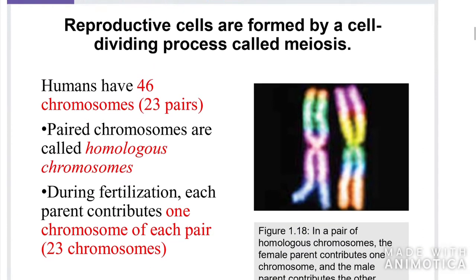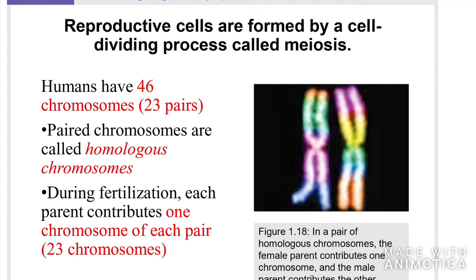Okay, so reproductive cells are formed by a process called meiosis. We have 46 chromosomes, 23 pairs, and like I said, we have duplicates of all of our chromosomes. So we have 23 pairs. Each of these pairs are called homologous chromosomes, and during fertilization, each parent contributes 1 chromosome of each pair. So each parent contributes 23 chromosomes.